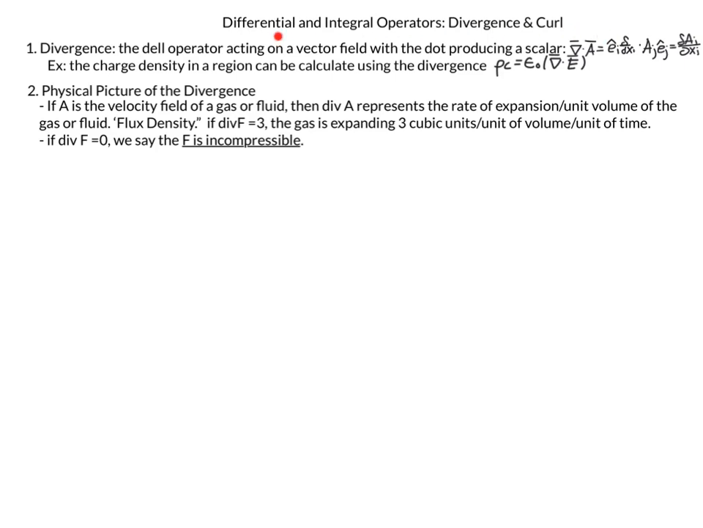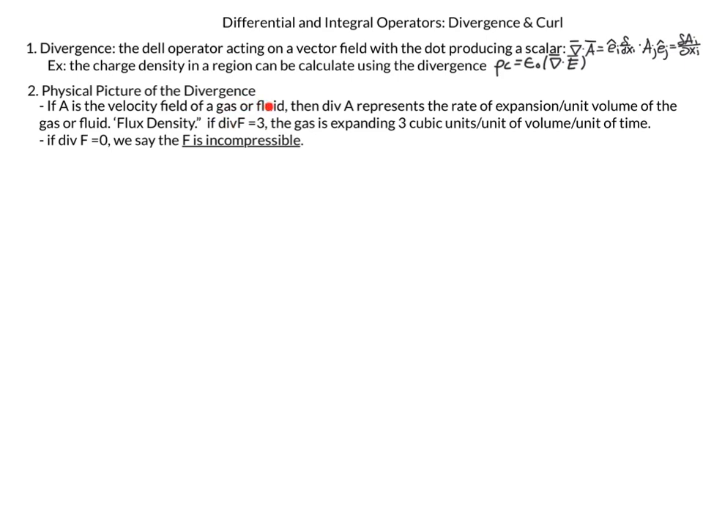And just as important as this definition is the physical meaning and picture of divergence. So the explanation I like is that if A is a velocity field of a gas or fluid, then the divergence of A represents the rate of expansion per unit volume of the gas or fluid, or the flux density is another way of expressing this.